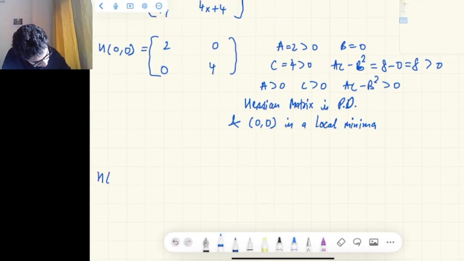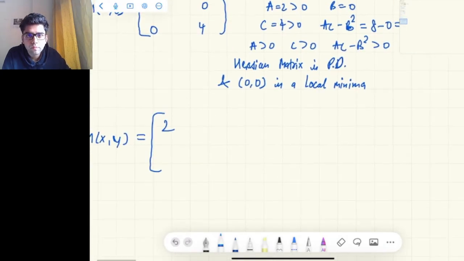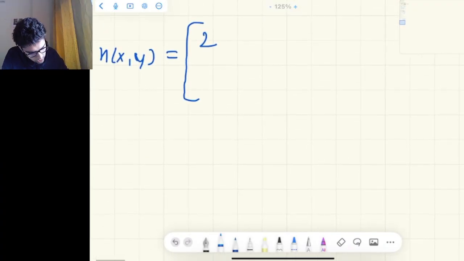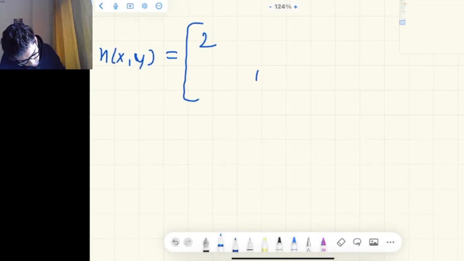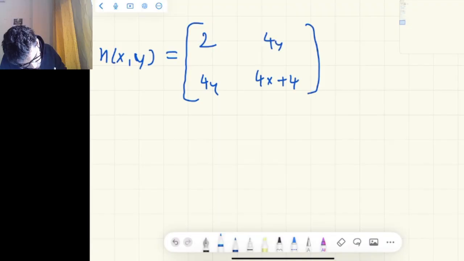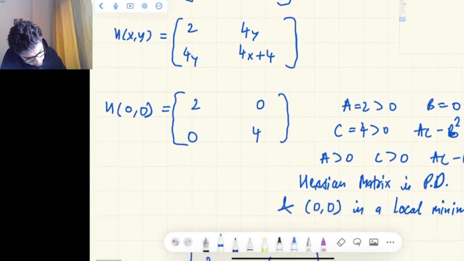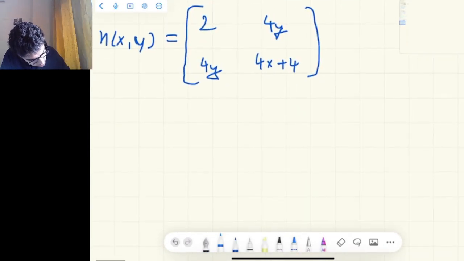Now if I use fx comma y again, so fx comma y was 2, and 4x plus 4, and this was 4y, and this was 4y, right? This was my Hessian matrix. So this is my Hessian matrix.